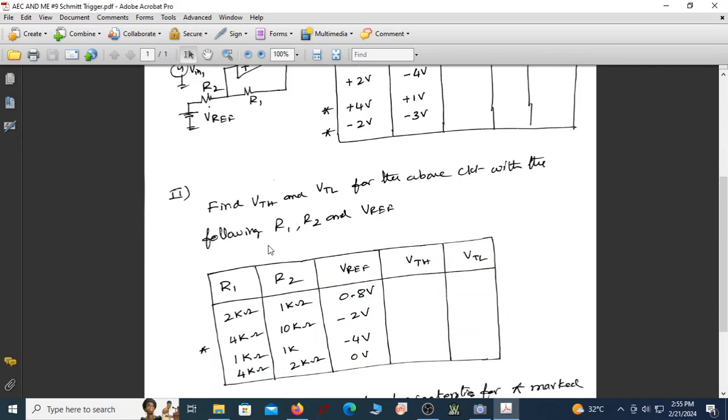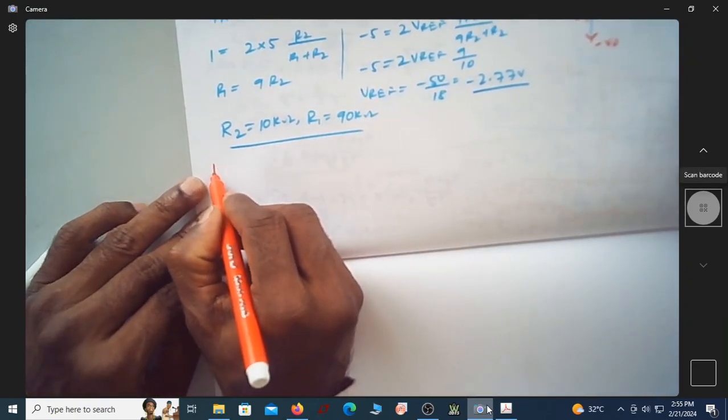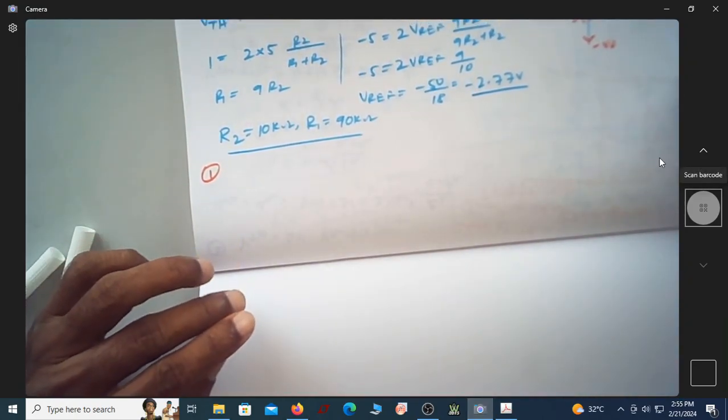Now you are asked to find what is VTH VTL given the values of R1, R2, V reference. Of course, this is straightforward, which you can easily find, and of course we are assuming still plus and minus V sat as what? Plus 5 and minus 5. So if I just go back, it's a simple one, so I'll just do only one, which you can easily repeat. So what is this VTH VTL?